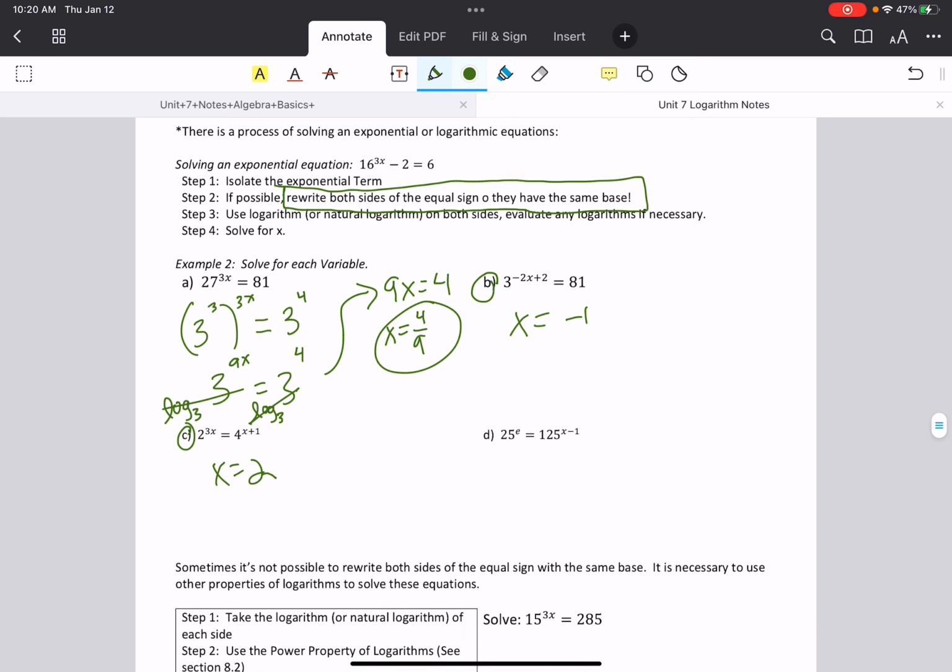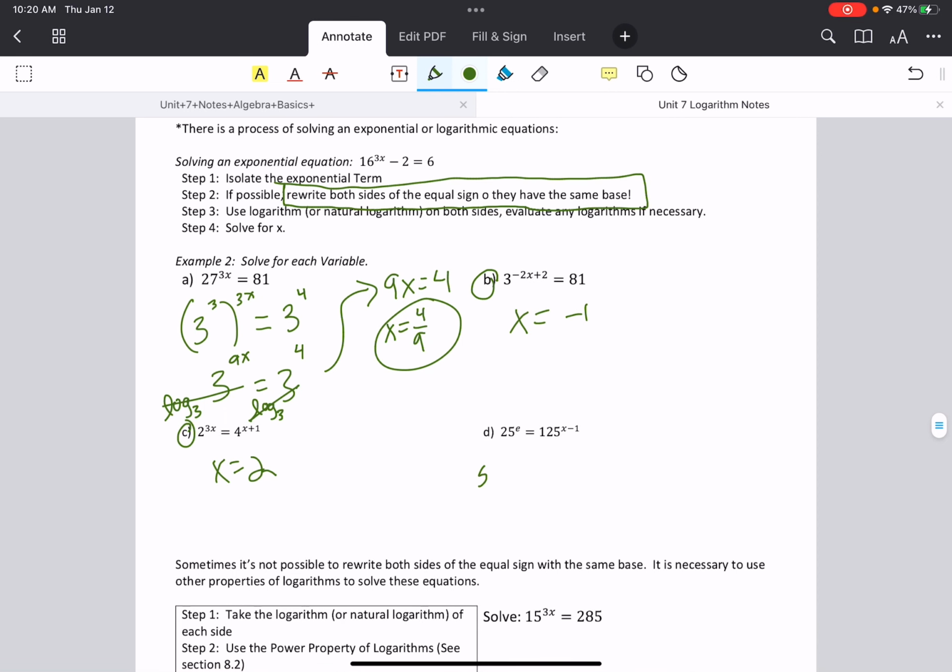Okay, so right now I'm going to start by making the bases the same. Sorry, the exponent base is the same. Then I'm going to simplify my exponents. And then log base 5 both sides.